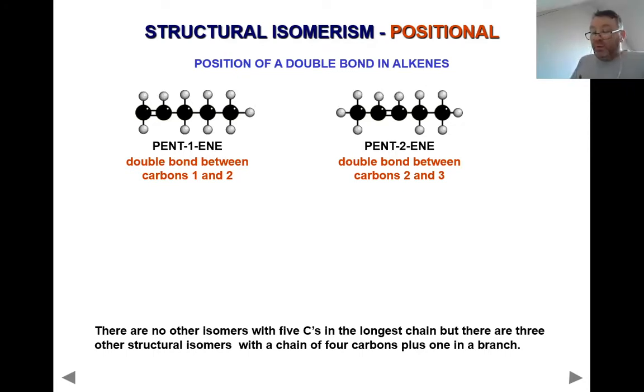So, what are the other isomers of pent-1-ene? Well, let's take a look. We know pent-2-ene is the first isomer. So there's the first isomer here.